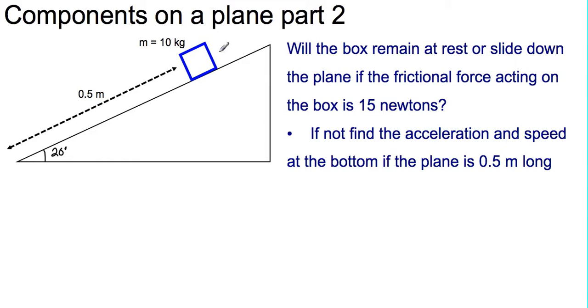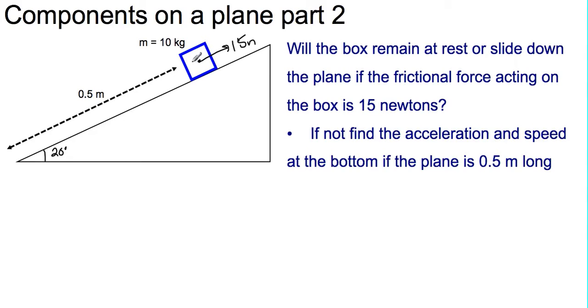So the first thing to think about is, there's a frictional force pulling on this box. It goes in this direction. That's equal to 15 newtons. And friction is a force that opposes motion, so we expect the box to try to slide down here. If the frictional force is strong enough, it should stay in place. So what we have to do is figure out what is the force that's actually making this go down.